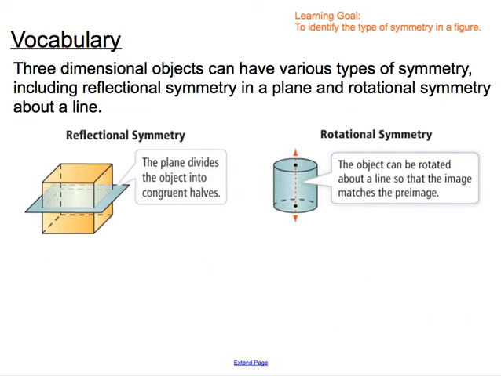The three-dimensional objects can also have the various types of symmetry. They can have reflectional symmetry in a plane and rotational symmetry about a line. So here we can see that this cube, a plane that cuts it horizontally through the middle, is going to create two congruent halves. And if you draw the center line of a cylinder, we can rotate it around, and every single image of any angle is going to be the same as the pre-image.